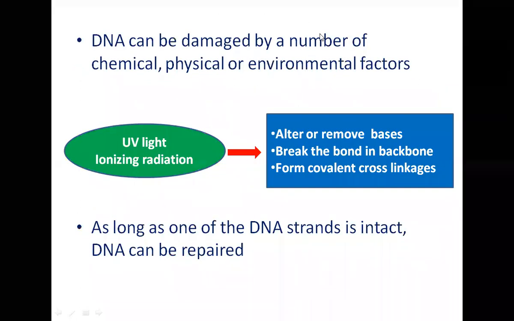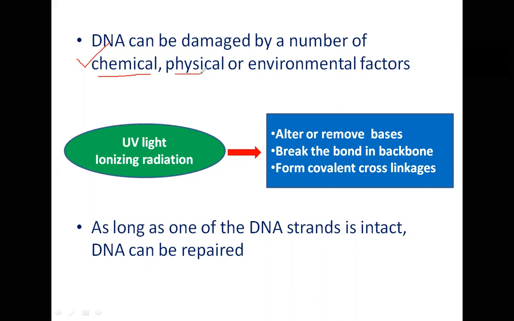So, what we have seen in the previous lecture: what is meant by mutation? Mutation is a sudden heritable change in the nucleotide sequence of the DNA. And that change can be caused by a number of factors. For example, there are chemical factors. We have seen there are chemicals which modify the bases, nitrous acid, hydroxylamine. There are base analogs. There are dyes which can modify the bases.